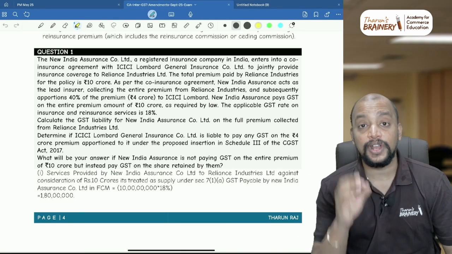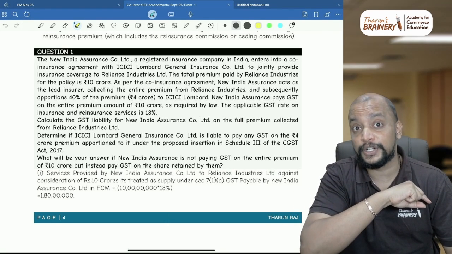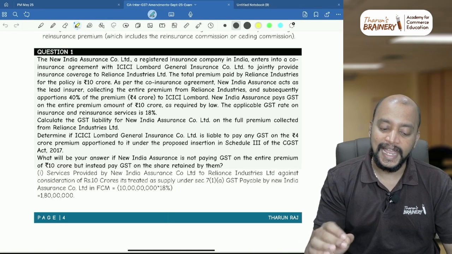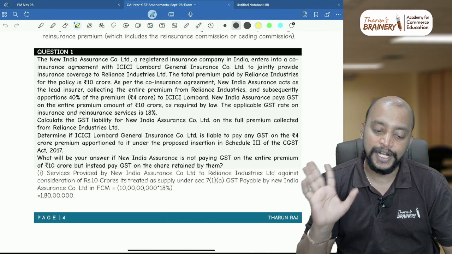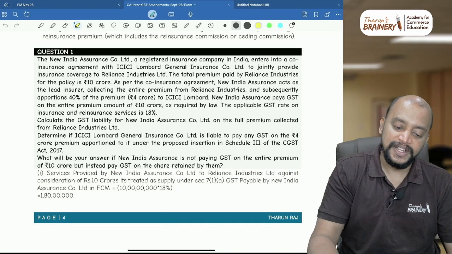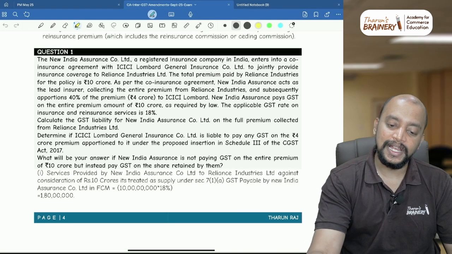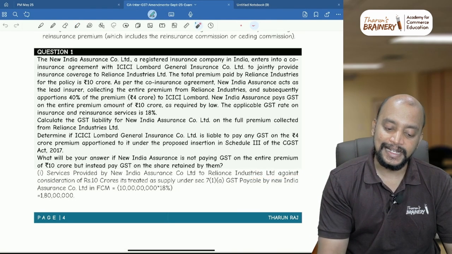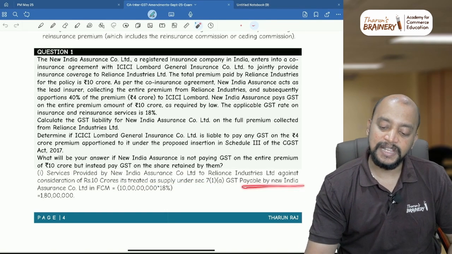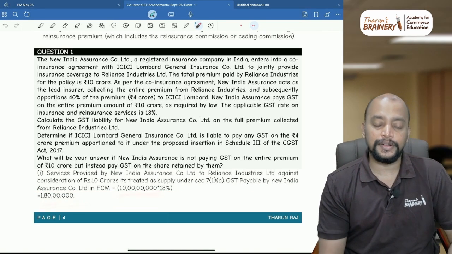So gross GST and net GST are both the same. They will not be able to take ITC because the other person is not required to pay any GST. So 10 crore into 18% will be 1 crore 80 lakhs, 1.8 crores. That is the answer for this first part. Services provided by New India Assurance Company Limited to Reliance Industries Limited against consideration of rupees 10 crore is treated as supply under 7(1A), GST payable by New India Assurance under FCM. So 10 crore into 18%, 1 crore 80 lakhs.